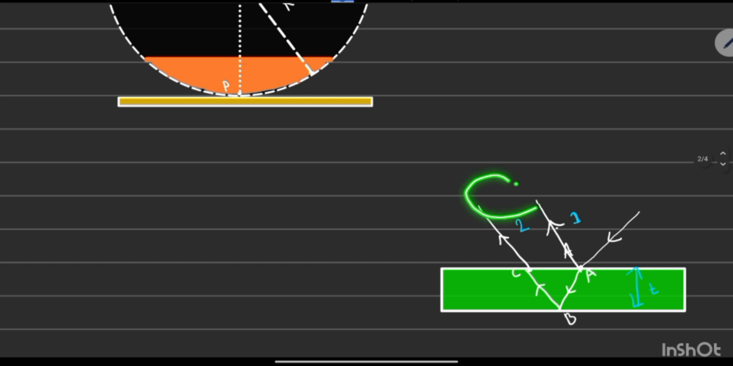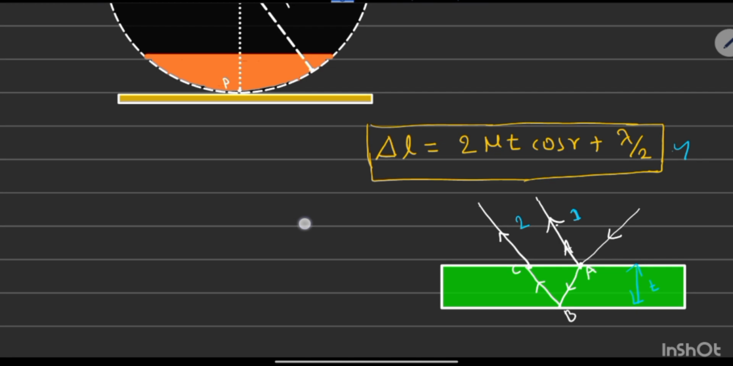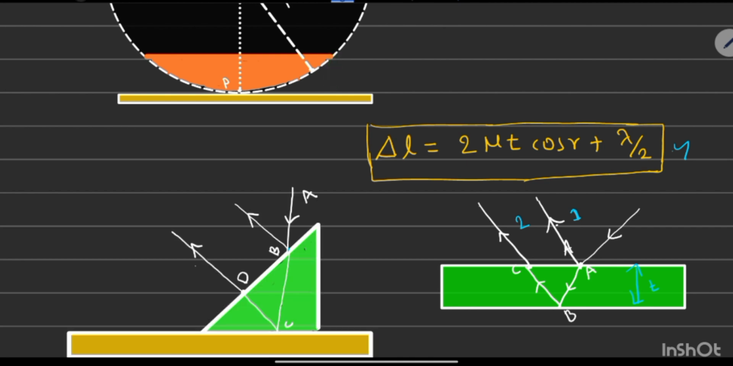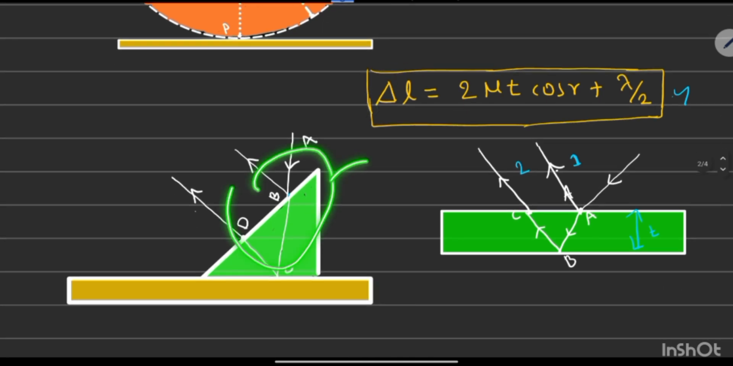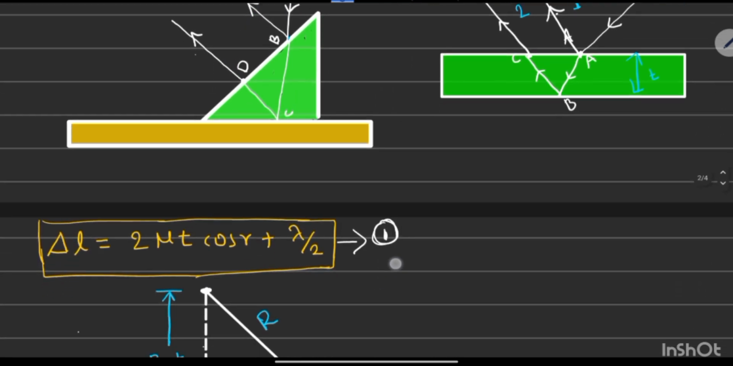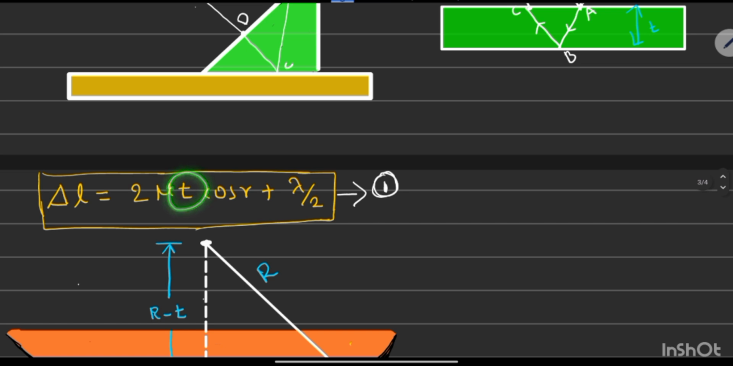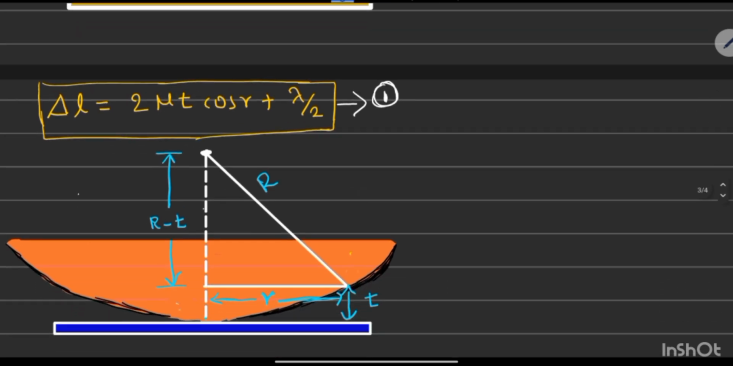In my previous video I discussed the path length difference between the two rays that are reflected from a thin film of uniform thickness t and refractive index mu. In the present case we also have a thin film, made of air, which is wedge shaped, so the same relation can be used. Our aim is to find an expression for t in terms of r and R, the radius of curvature of the plano-convex lens, where t is the vertical height at which we have the r-radius bright or dark fringe.